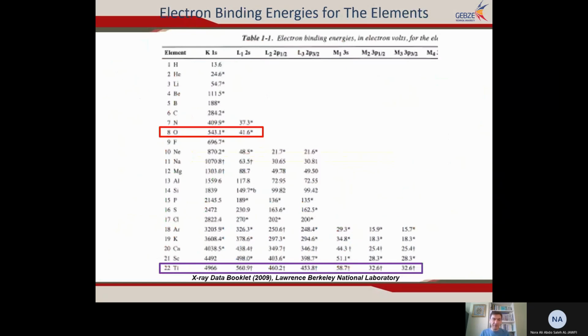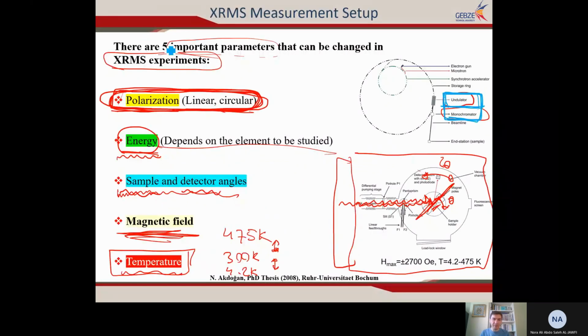Here, I have told you that 5 important parameters can be changed in XMCD experiments. So I have talked about the polarization. Now I will talk about the energy. Sample and detector angles can be changed by the goniometer. Magnetic field can be changed by the electromagnet.